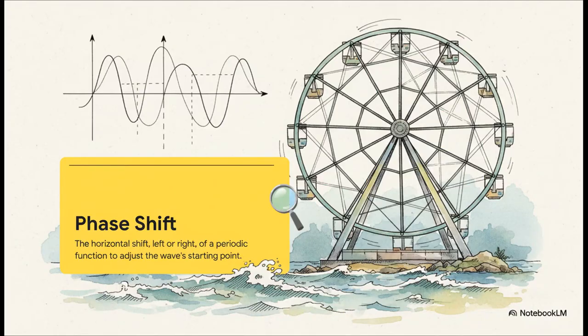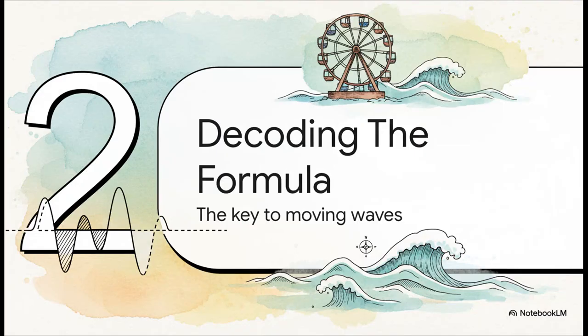And the answer is called a phase shift. That's the official term. All it means is we're shifting the function horizontally, left or right. It's the tool that lets us grab the entire wave and move it to the exact starting point we need it to be at. So how do we actually control this shift with math? With an equation? It might look a little intimidating at first, but it really all comes down to changing just one single number inside that standard formula for a wave.